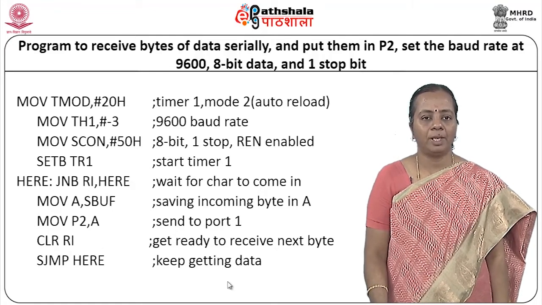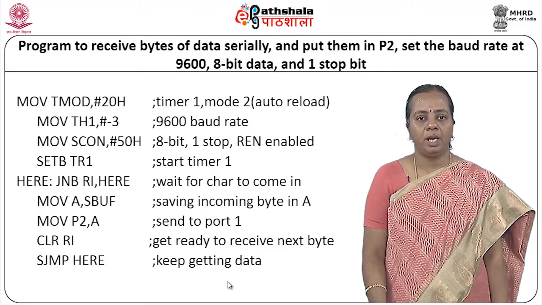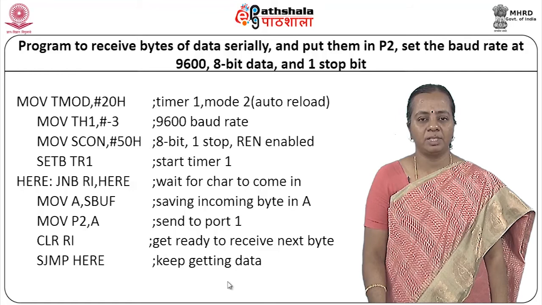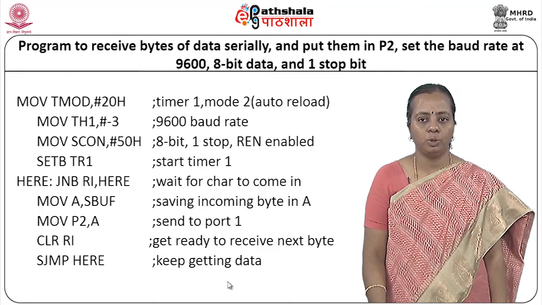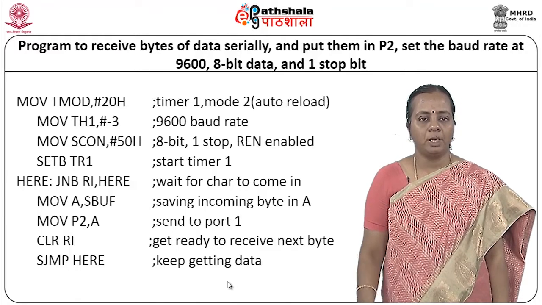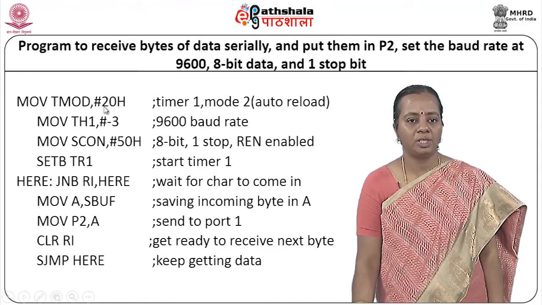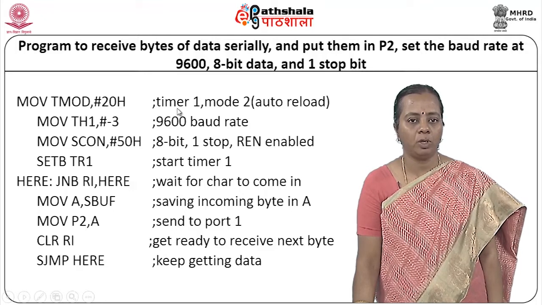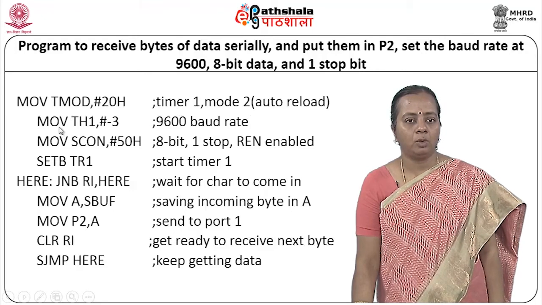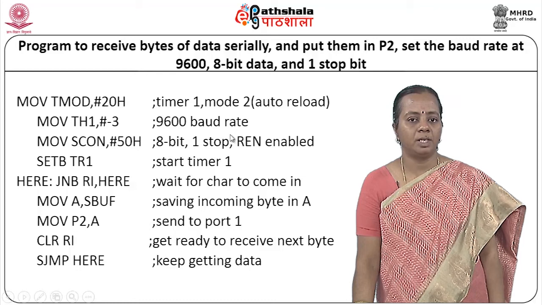Now we will see an example assembly program written to show how this happens. Here the data is received serially, and in parallel we will put the received data on P2, port 2. The baud rate with which we will be receiving is 9600, with 8-bit data and 1 stop bit. So I will set up timer 1: MOV TMOD, #20H, which means timer 1, mode 2. Then MOV TH1, #-3, which gives a 9600 baud rate.